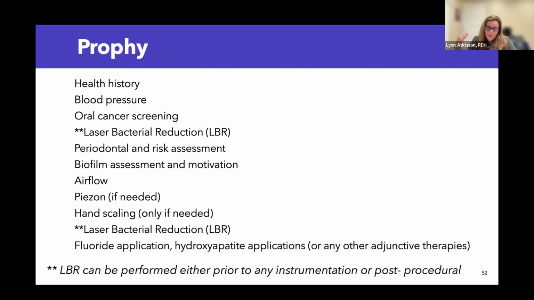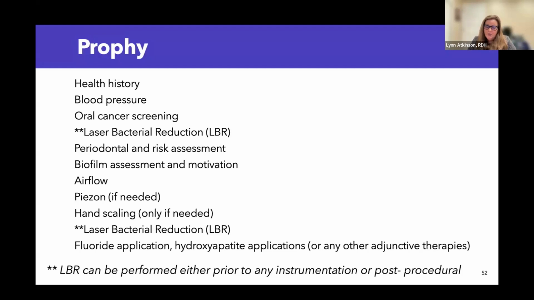We do our airflow throughout the whole mouth, our PAs if needed, and I'll go over those procedures. Hand scaling only if needed. I know everyone's out there thinking, I love my hand scaling, and I still have to hand scale. Now that I've become very proficient with the Piezon and using my lefts and my rights and getting into all those areas, I very rarely, especially in my prophies and my perio maintenance, need to pick up a hand scaler.